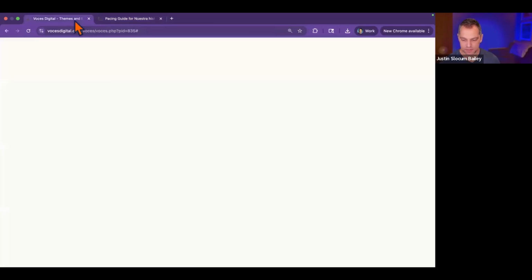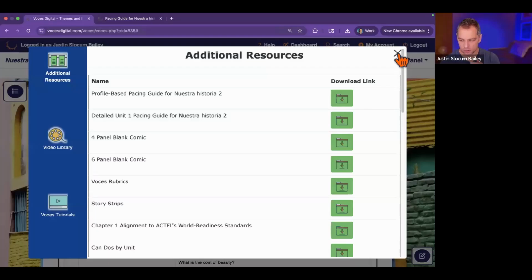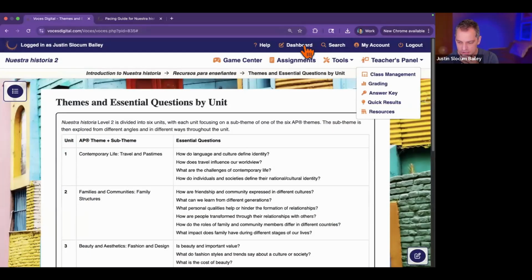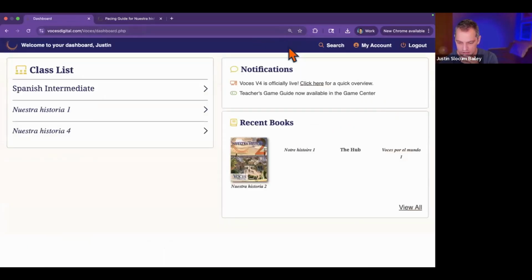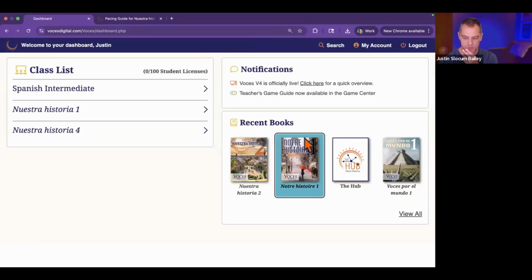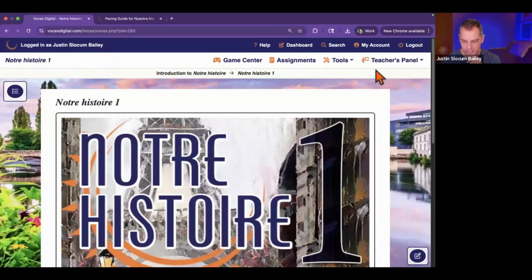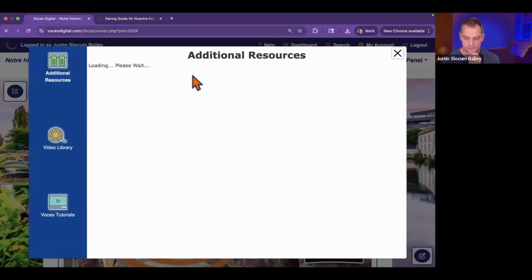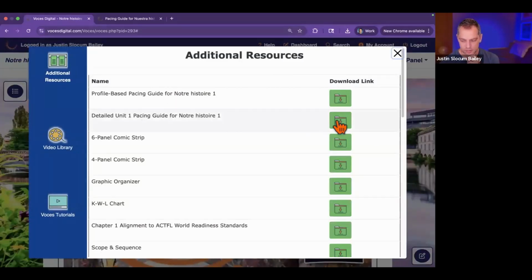And actually, because we looked at it more carefully, I'm going to switch, at risk of needing to re-log in. Nope, I don't need to. I'm going to switch back to Notre histoire 1 because that's the directory we looked at more carefully. Again, I'm going Teachers Panel, Resources, and near the top, Detailed Unit 1 Pacing Guide.